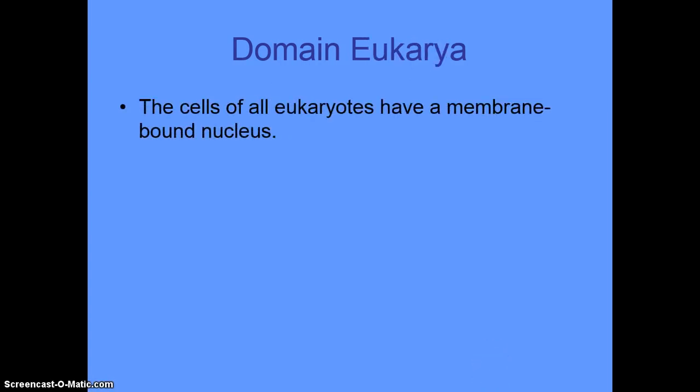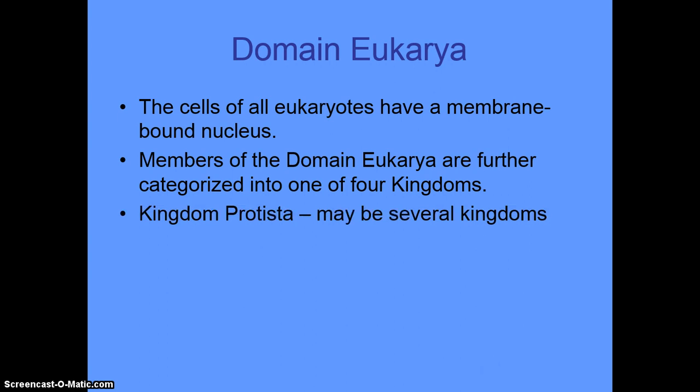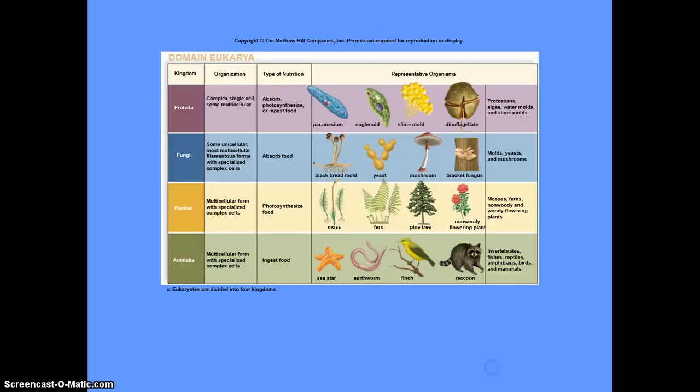The third domain is Eukarya. So if you are a eukaryote, or the organism you're looking at is a eukaryote or has eukaryotic cells which have membrane-bound nuclei in them, then you're considered in the domain Eukarya. Most of the domain Eukarya are further categorized into one of the four kingdoms: the Protista kingdom, the fungi kingdom, the Plantae, and the Animalia.